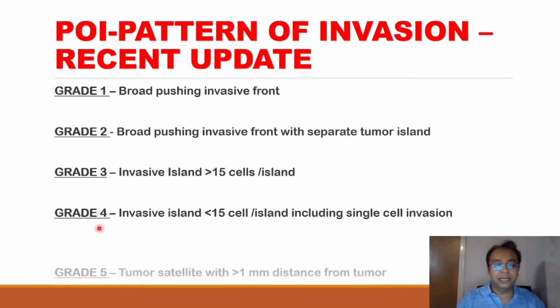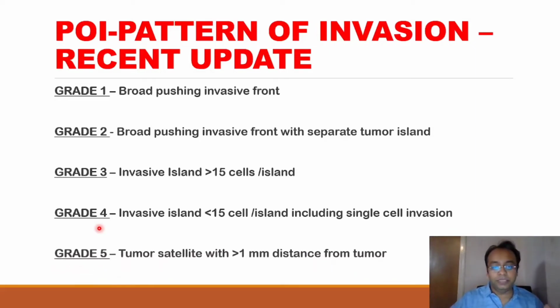Grade 5 is still related to very poor prognosis. It means this criteria is present, but tumor satellites are present at a distance greater than 1 millimeter from the primary tumor, right? So that is grade 5. So these are the patterns of invasion. All right. These grade 4 and 5 patterns of invasion are of very high risk type, which is suggestive of poor prognosis, right? All right.